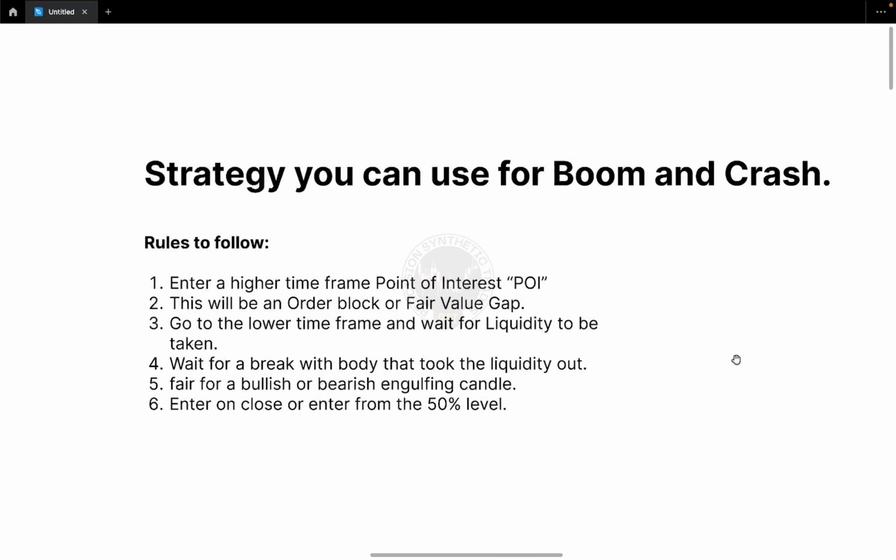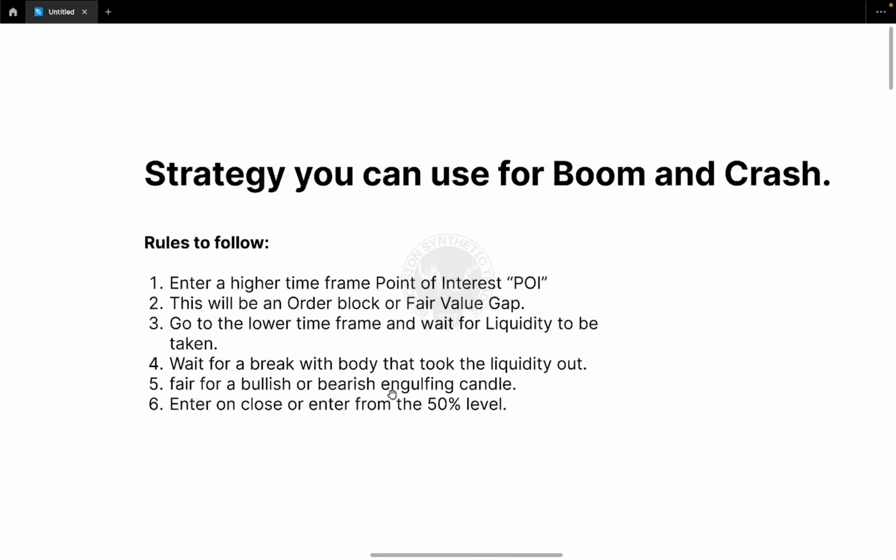So in today's strategy there are a few rules that we are going to follow. We're going to wait for a higher time frame POI to be entered. So we enter on a higher time frame point of interest, that's POI. This will be an order block or fair value gap. As soon as price enters the order block or the fair value gap on the higher time frame, you go down to the lower time frame and wait for liquidity to be taken. You wait for a break with the body of the candle that took the liquidity out. So in other words, the candle that took the liquidity out needs to close above the liquidity, not wick it, needs to close above the liquidity.